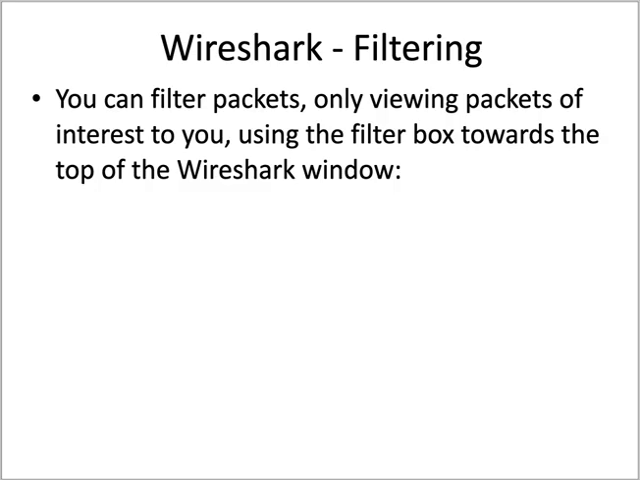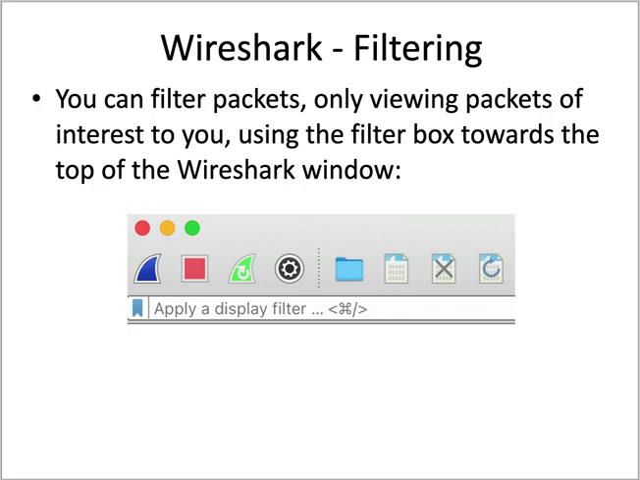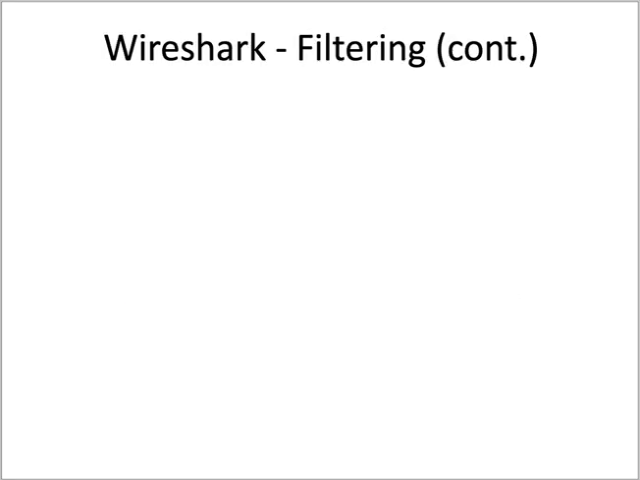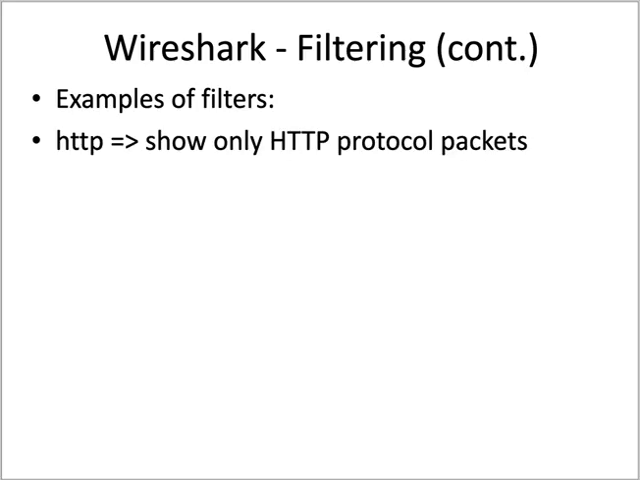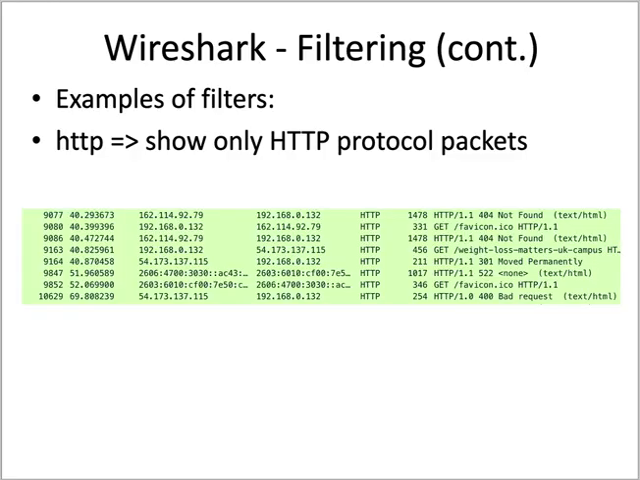So in the Wireshark top left, you have a bunch of icons. In my case, the blue fin is start capture, the red square is stop capture. But below that, you have a display filter. And you can type certain things in there. I'm going to give you some examples. If you type in HTTP, this is only going to show you HTTP protocol packets.